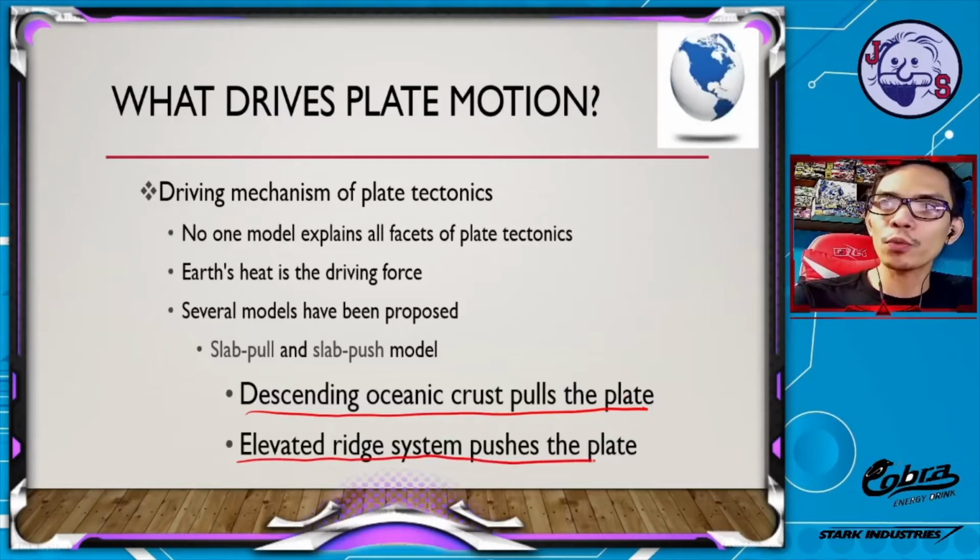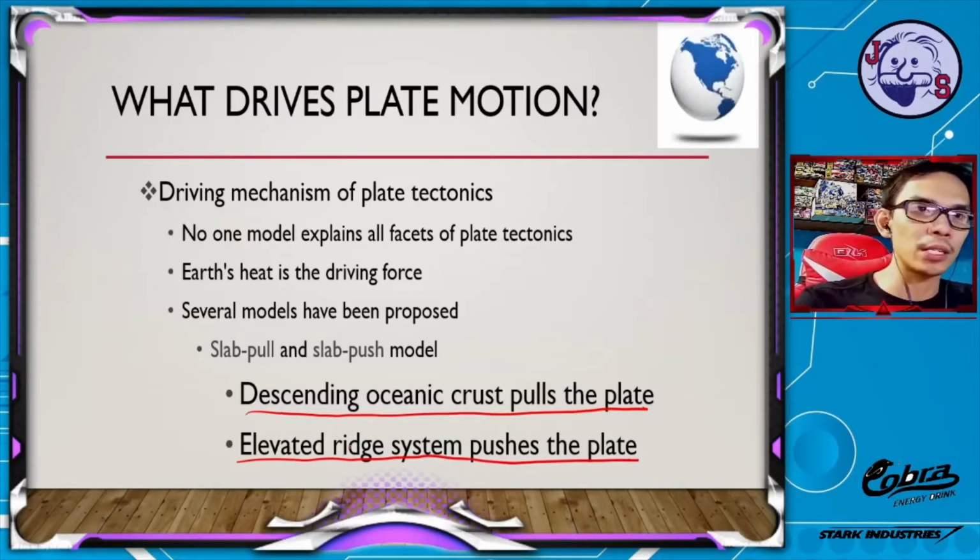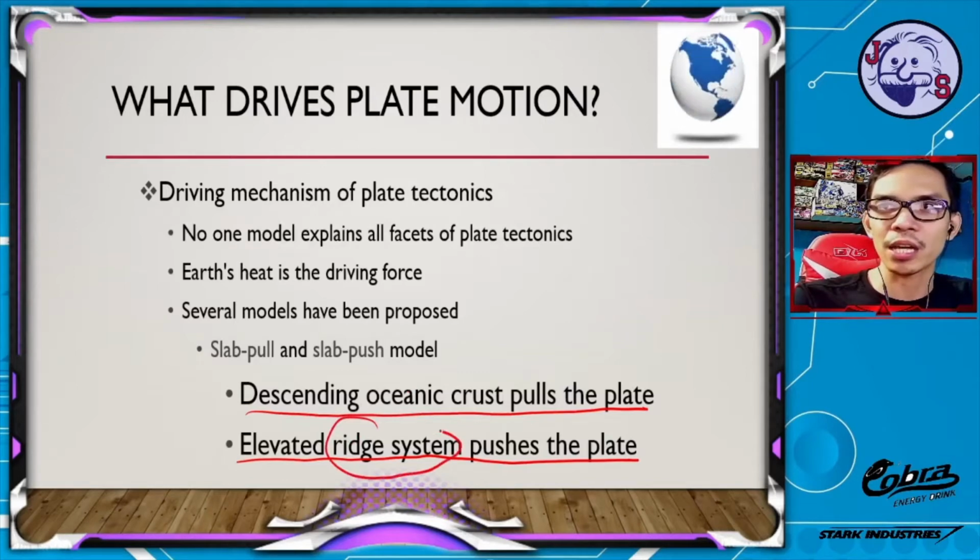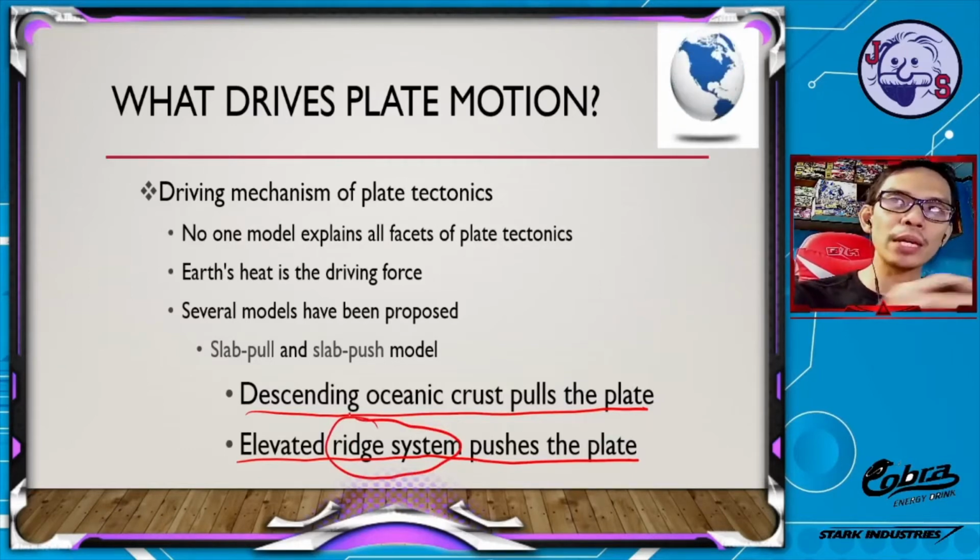Why do we know that this is a divergent boundary? One thing, there is no other type of boundary that has a ridge system. There is no plate boundary that has a ridge system other than the divergent type boundary. So that is the slab pull and slab push model.